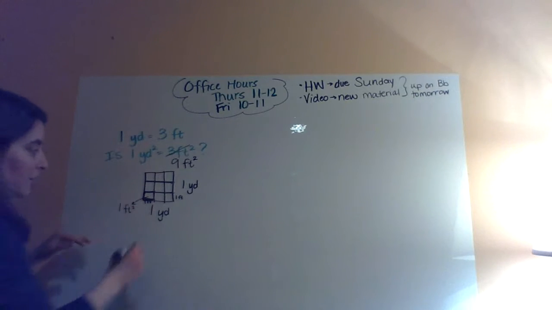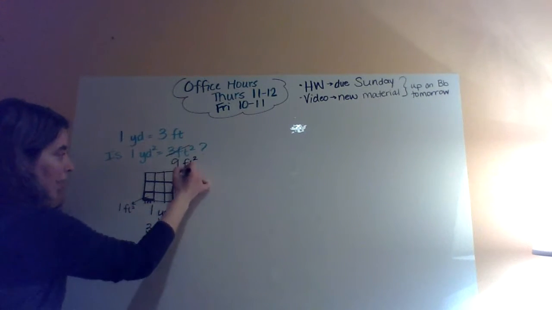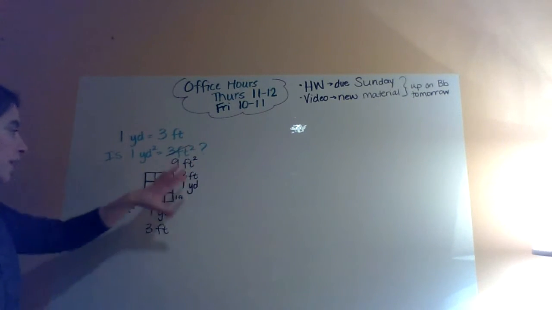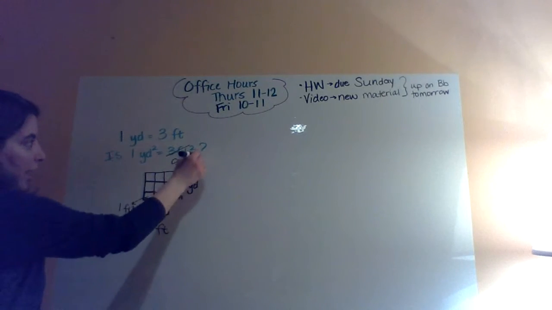If you think about it, it makes sense. It's 3 feet times 3 feet. That 3 gets squared. 3 times 3 is going to give us 9.